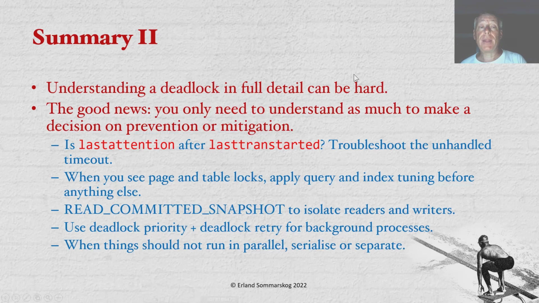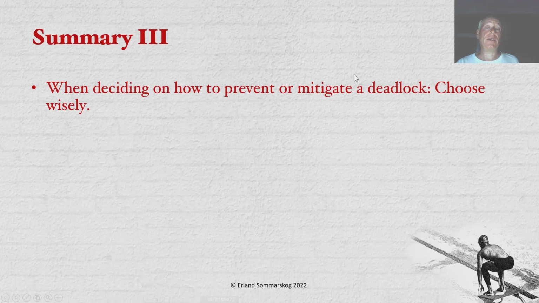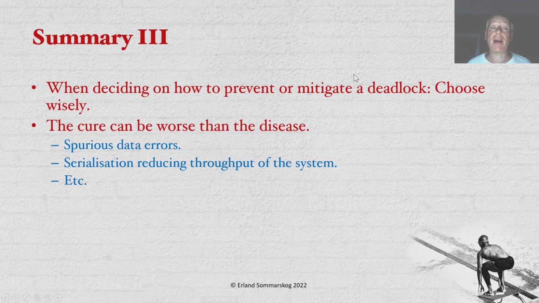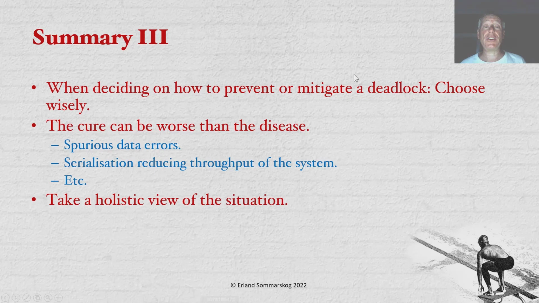Just a few examples. And the last thing I'd like to point out, often when you have a deadlock, there's more than one way to go to prevent or mitigate it. And when you make this choice, choose wisely. Why? Because if you make a bad choice, the cure can be worse than the disease. And I've given you some examples. For example, using the no-lock hint or incorrect deadlock retry, you get spurious data errors that are very, very difficult to understand. Or if you serialize when you shouldn't do that, you're reducing the throughput of the system. And the list goes on. Any method I've shown you here, applied in the wrong place, can give you worse problems than the deadlocks. So you need to take a holistic view of the situation.